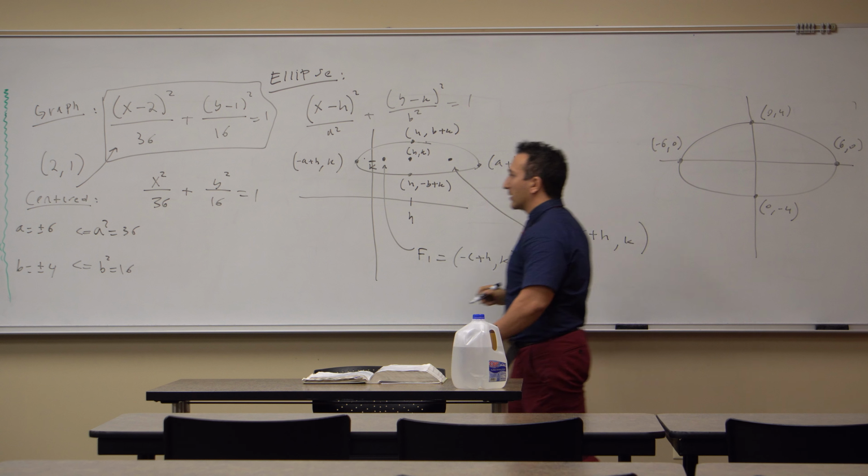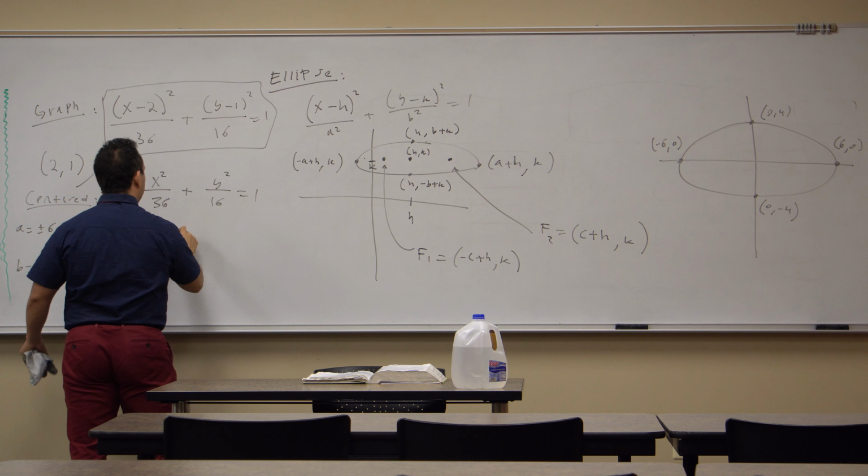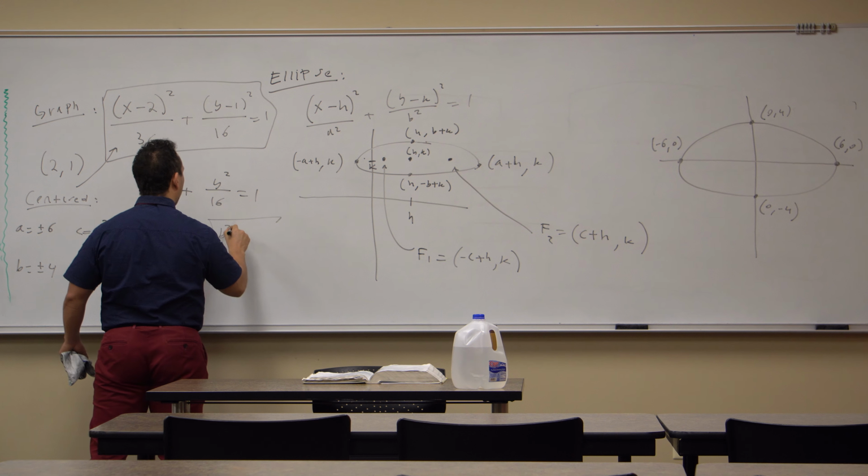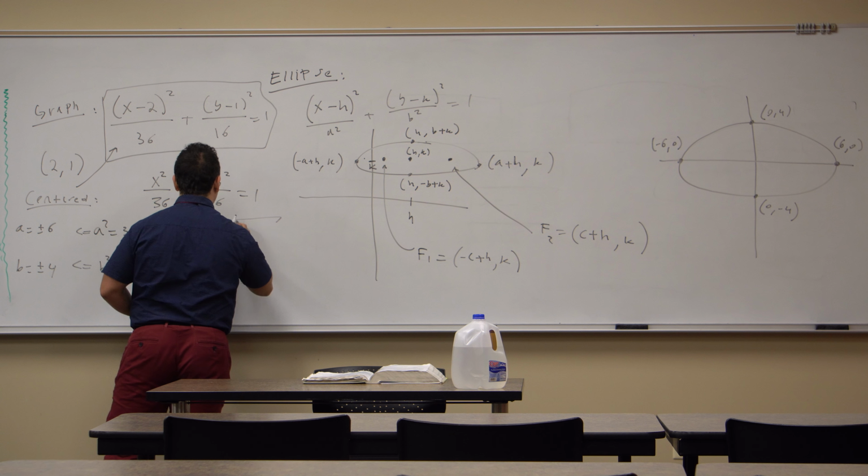Where are the foci? Let's find these foci. c, recall, is equal to plus or minus the square root of a squared minus b squared.